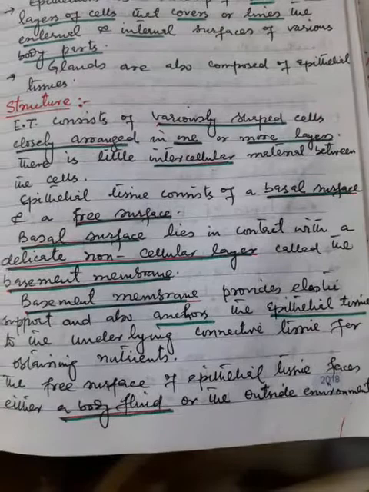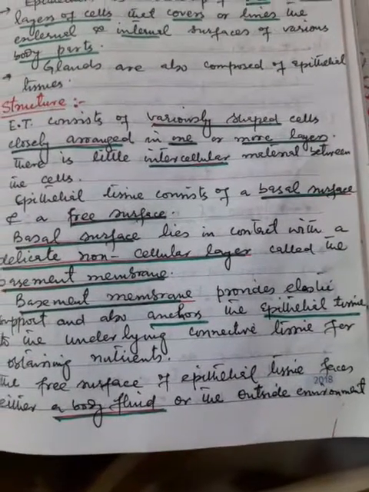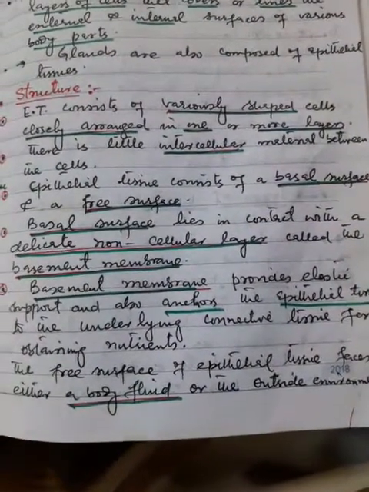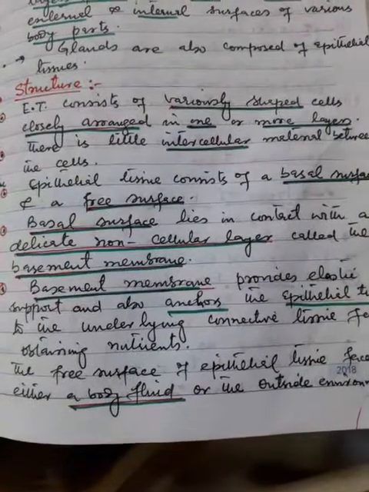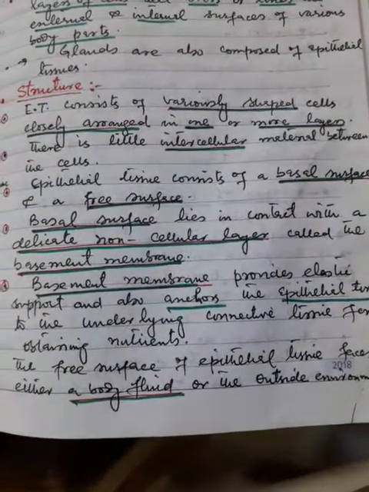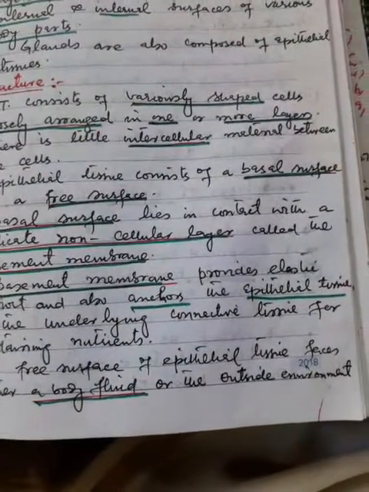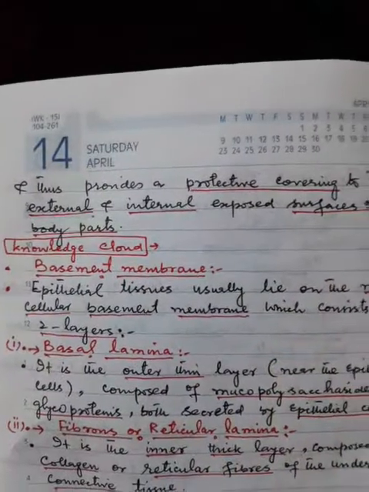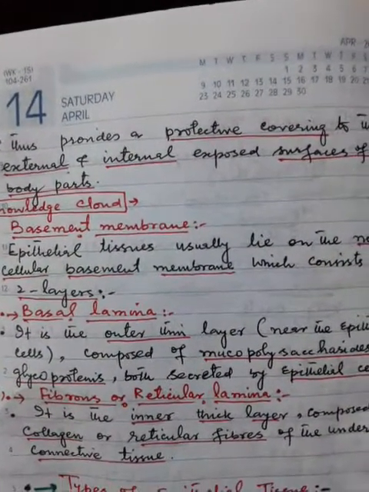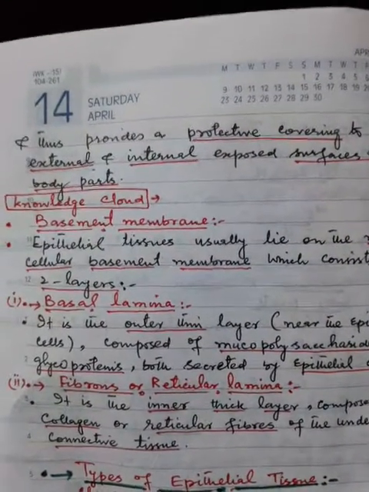Basement membrane provides elastic support and also anchors the epithelial tissue to the underlying connective tissue for obtaining nutrients. The free surface of the epithelial tissue faces either a body fluid or the outside environment and thus provides a protective covering to the external and internal exposed surfaces of the body parts.